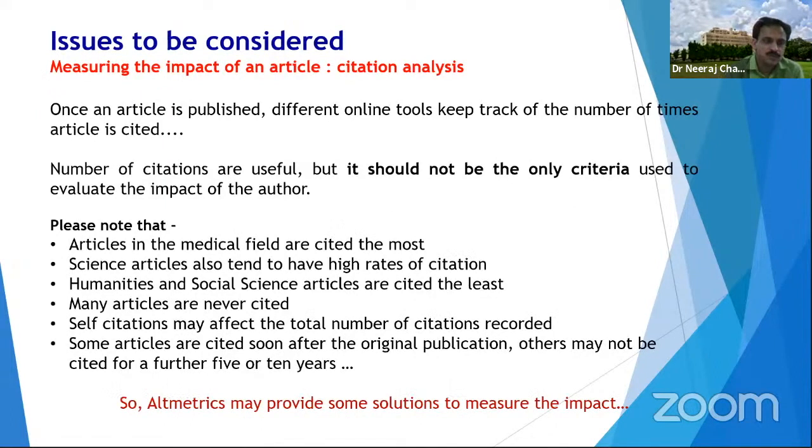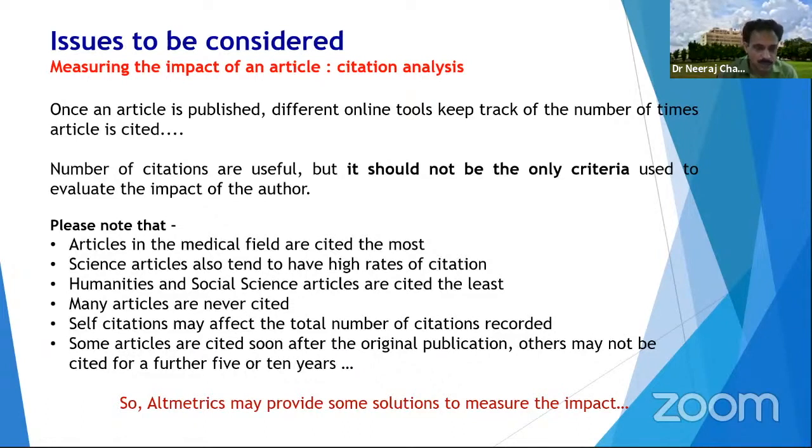There are some other issues which should be considered, like once an article is published, different tools keep track of the number of times the article is cited. Number of citations is very useful, but it should not be the only criterion used to evaluate the impact of an author. There are a number of other criteria as well, which should be used to evaluate the impact of an author.